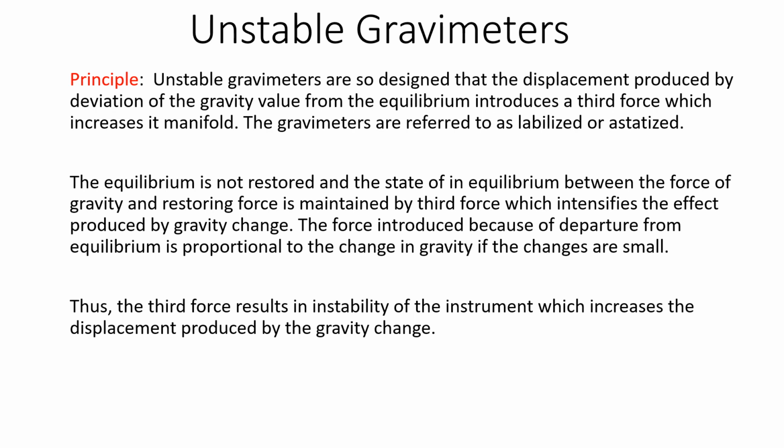So if we have to summarize in one line, in unstable gravimeters there is a third force which is introduced because of the displacement from the equilibrium position. This third force results in instability of the instrument, which increases the displacement which was produced by the gravity change earlier. So the displacement here is increased because the third force reinforces the displacement which was already produced by the small gravity change. So this is the principle behind unstable gravimeters.